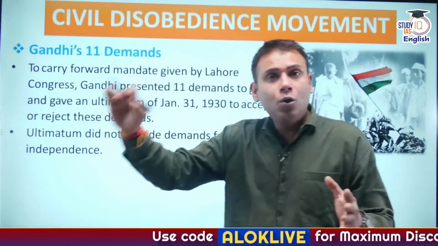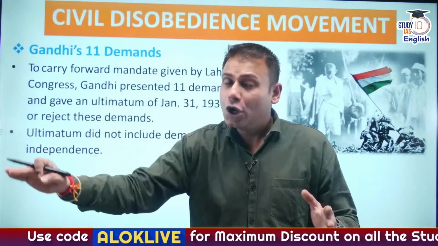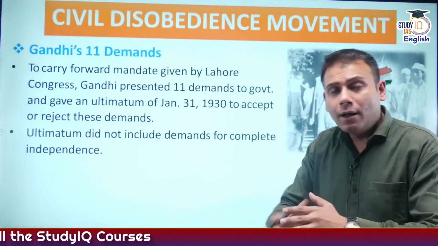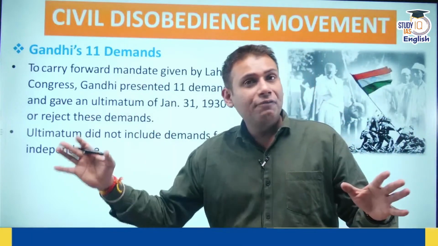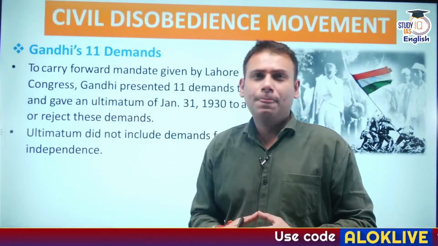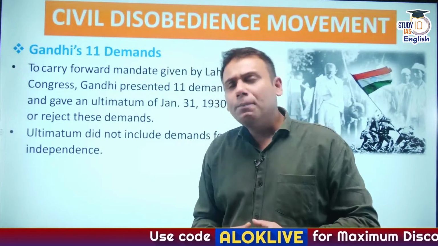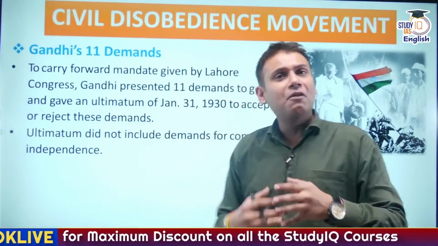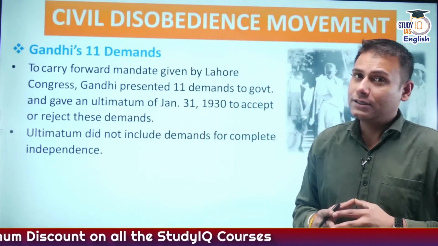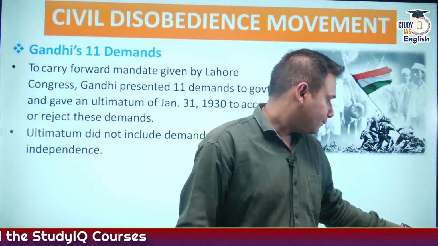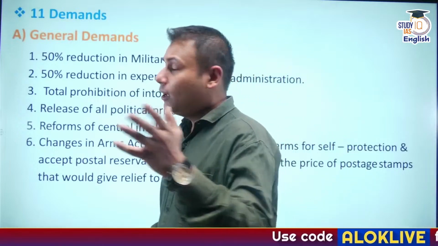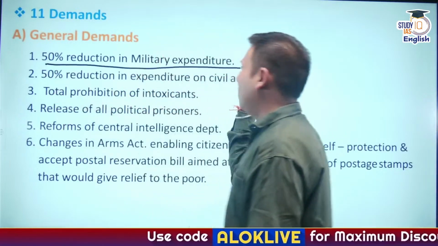The ultimatum did not include the demand for complete independence, although the Purna Swaraj resolution was being drafted. So please make sure you remember this point. The ultimatum did not include the demand for complete independence. So what are the 11 important points, the 11 important ultimatum given by Mahatma Gandhi on behalf of the Indian National Congress to the Britishers? Let's have a look at them. First, we are going to look into the important demands. 50% reduction in military expenditure.